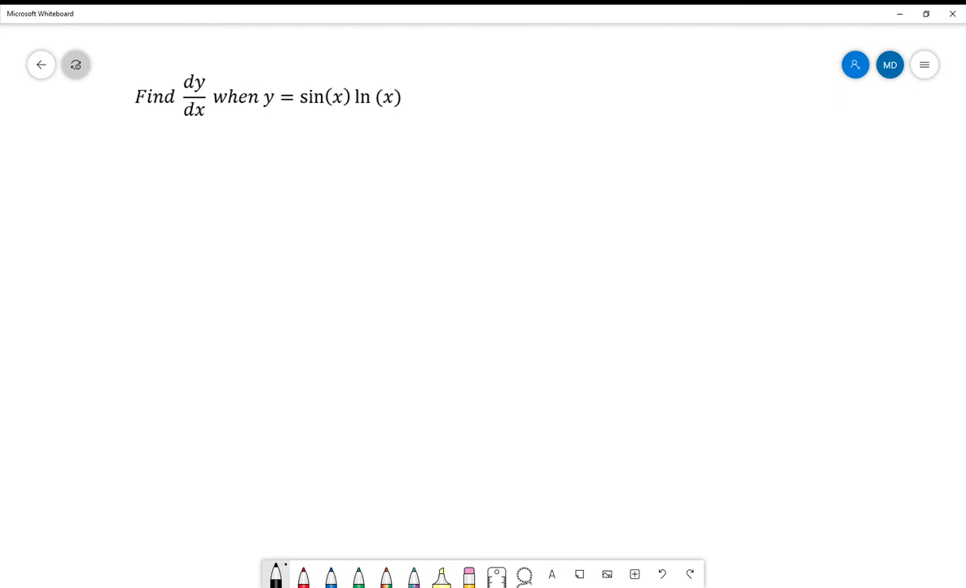So what is the product rule? The product rule is what you need to use when you've got a derivative like this. We've got y equals a product of two functions, sine x and the natural log of x. So how do we find the derivative in that case?